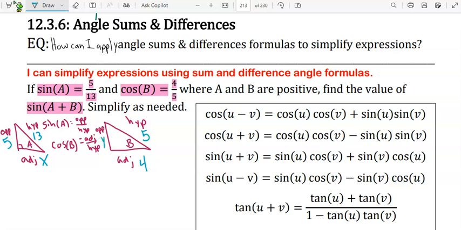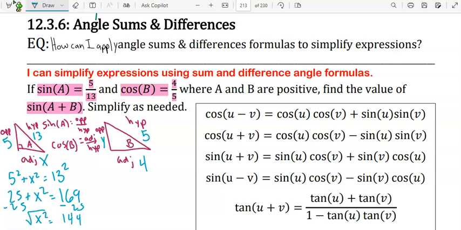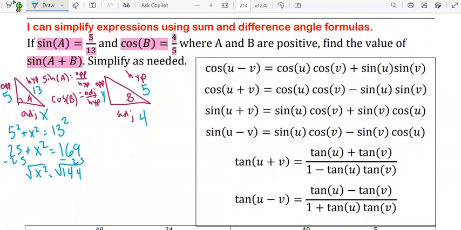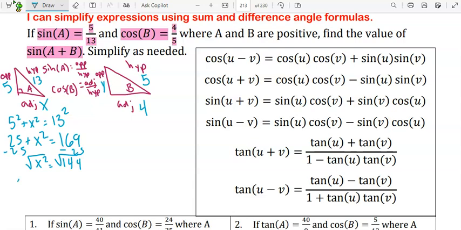To solve for X, let's put a Pythagorean theorem. 5 squared plus X squared equals your longest side length squared, 13. 25 plus X squared equals 169. Subtract 25 from each side. X squared equals 144. Take the square root of each side. The side length X equals 12.